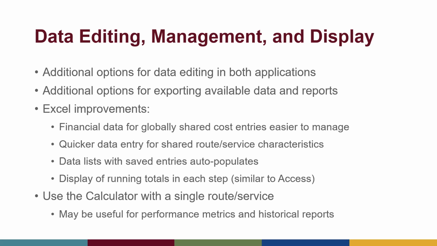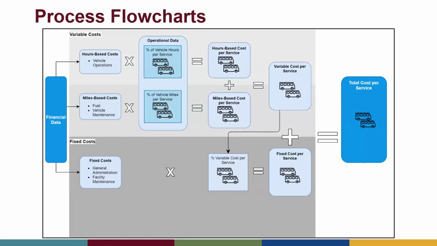You can also use the calculator if you want to just put your cost information to a single route or service. That wouldn't be allocation per se, because you'd be taking all your costs and just putting it on one service. You're not allocating to separate services, but that could be a useful thing as well if you want to look at performance metrics that are outputs.